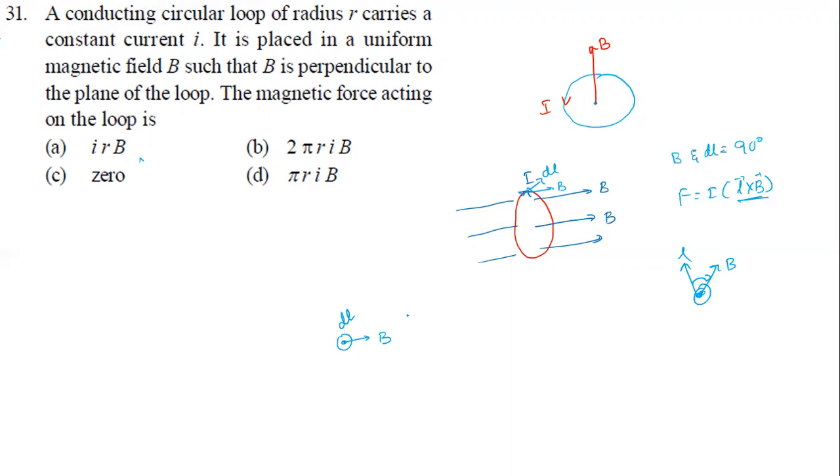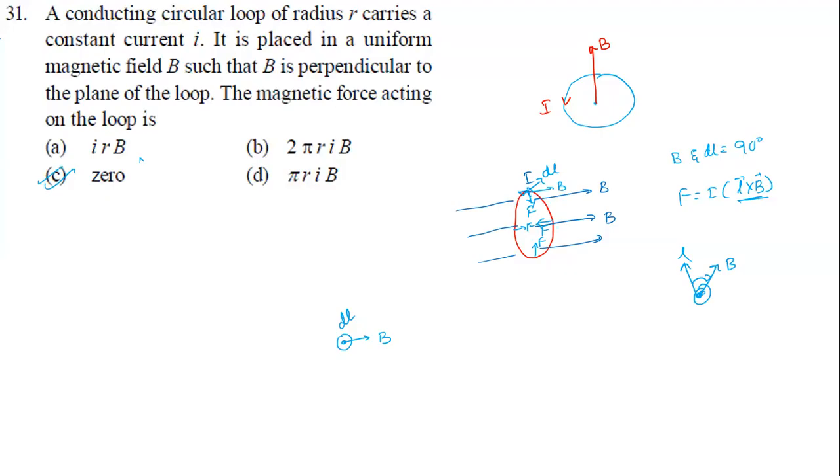What will be the direction of the resultant of these two? It will be downward, right? Downward direction. Anywhere you take, the force will be downward, towards the center. Since force is a vector quantity, if you add up all of them, finally you get 0. There is a force, but the net force is 0.